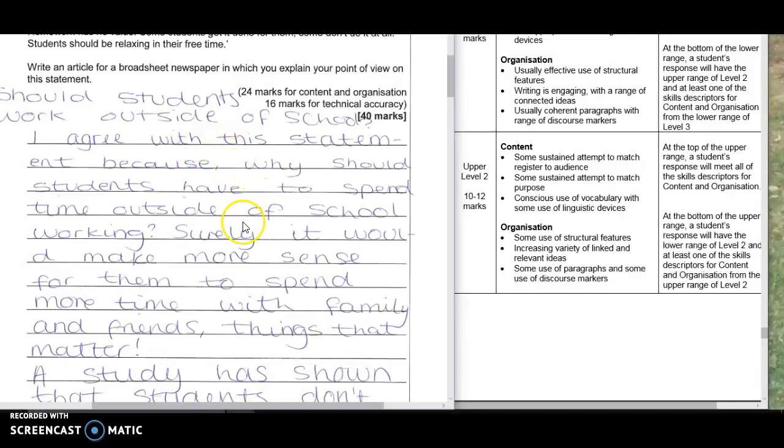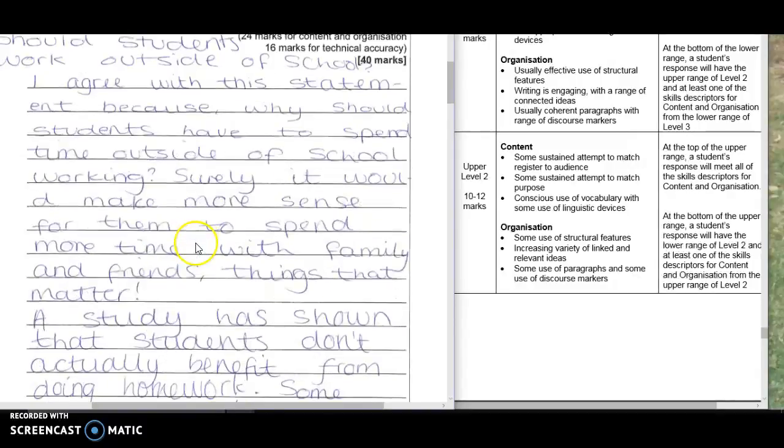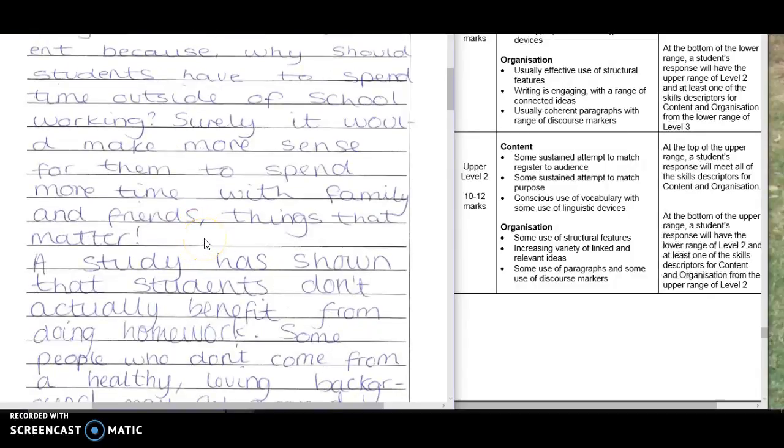And I like your strong statement here, I agree with this statement, and then you've gone on to give reasons why using a rhetorical question again, and quite an emotive statement. Surely it would make more sense for them to spend more time with family, friends, things that matter. So that's a really good, strong, powerful opening.